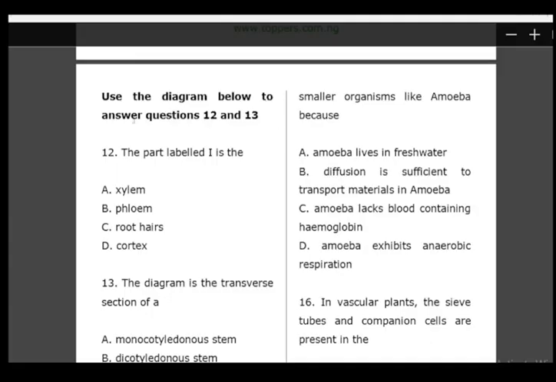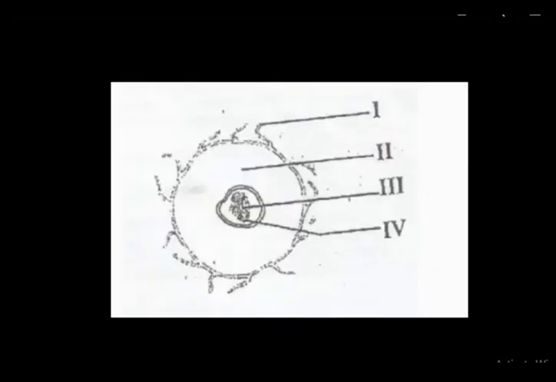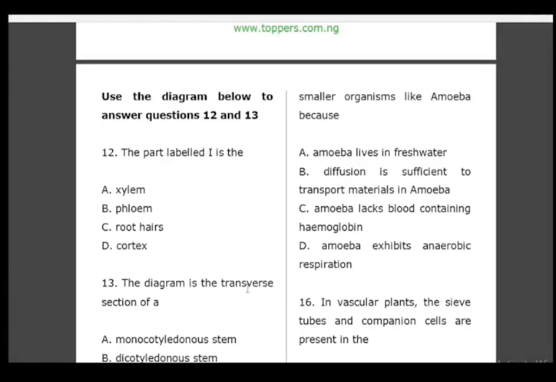Use the diagram below to answer question 12 and 13. Now this is the diagram we're talking about. You can see the diagram there. So we are using this diagram to answer question 12 and 13. So let us see what question 12 says. It says the part labeled 1 is the A. Xylem, B. Phloem, C. Root hairs, and D. Cortex.